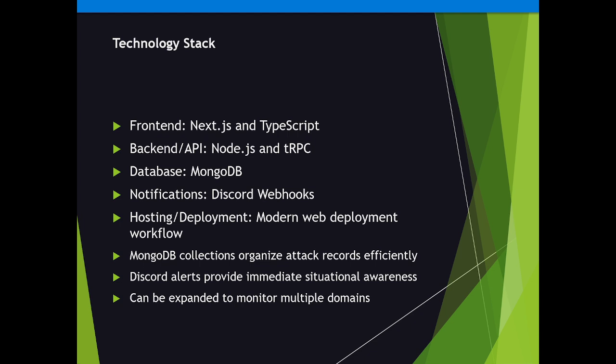So our technology stack: for the front end, we're using Next.js and TypeScript. The back end is Node.js and tRPC. The database is MongoDB. Notifications use the Discord API. For hosting, we're using a couple of different platforms like Vercel and a couple of others for different front-end and back-end capabilities. And we're also using MongoDB to collect and organize these attempts to log into our site. Discord alerts provide immediate situational awareness, and it can be expanded to monitor multiple domains, so it's very flexible.